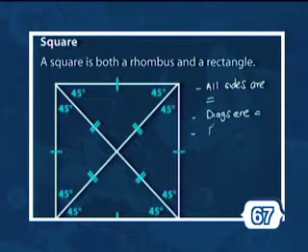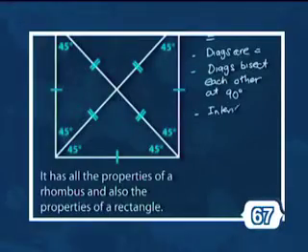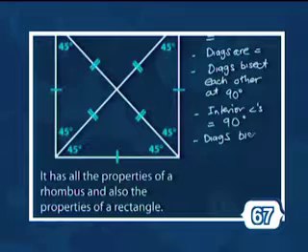We know that the diagonals bisect each other at 90 degrees. So this is just following through from the properties of the rhombus and the rectangle. The interior angles all equal 90 degrees, and the diagonals bisect the interior angles. So those are the properties that it has in common with the rectangle and the rhombus.